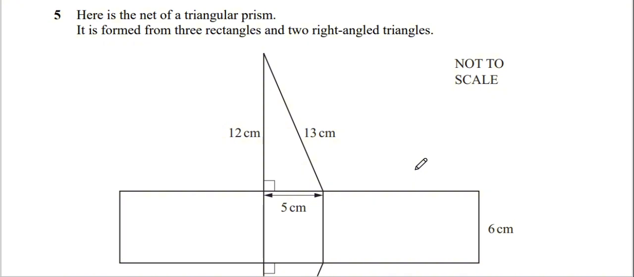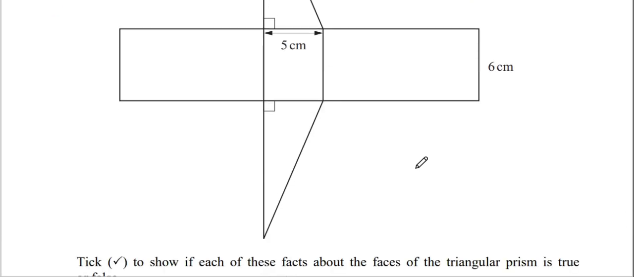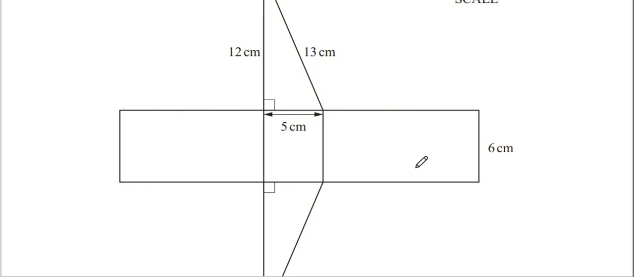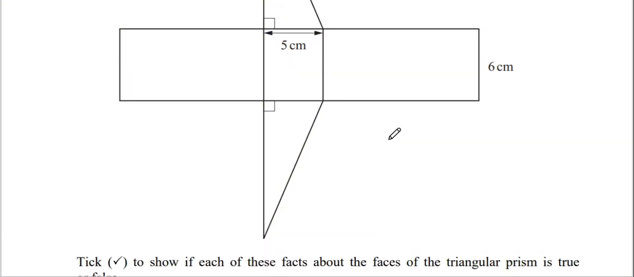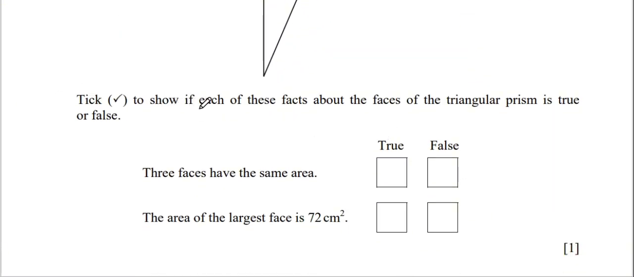For the next question, they say here is the net of a triangular prism. It is formed from 3 rectangles and 2 right-angled triangles. They now ask us to tick to show if each of these facts about the faces of the prism is true. They say that the 3 rectangles have the same area.